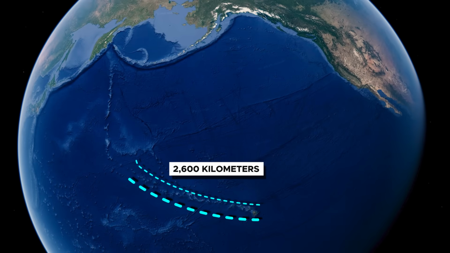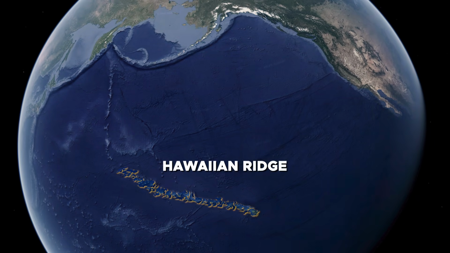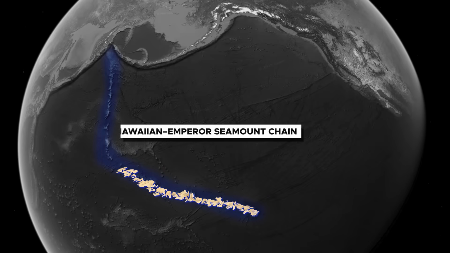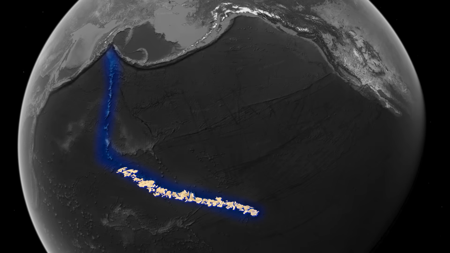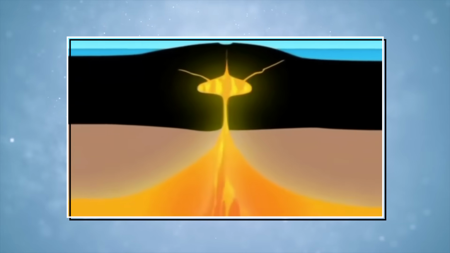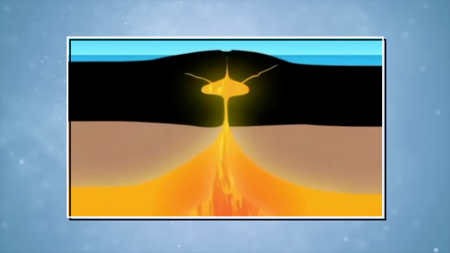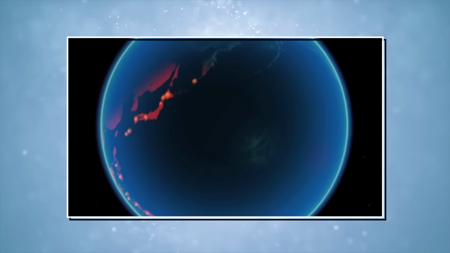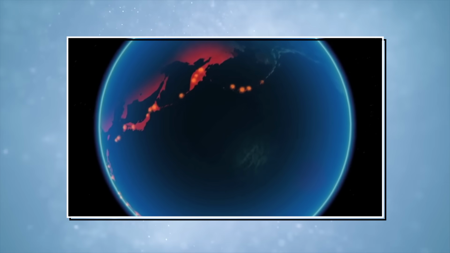Stretching over 2,600 kilometers across the Central Pacific Ocean, the Hawaiian Ridge is one of the most spectacular geological features on Earth. It forms the first half of the vast Hawaiian Emperor Seamount Chain, a string of volcanic islands and seamounts that arcs northwest from the island of Hawaii toward the Aleutian Trench near Kamchatka. This immense feature is the product of over 80 million years of volcanic activity, driven by the movement of the Pacific plate over a stationary hotspot deep within the Earth's mantle.